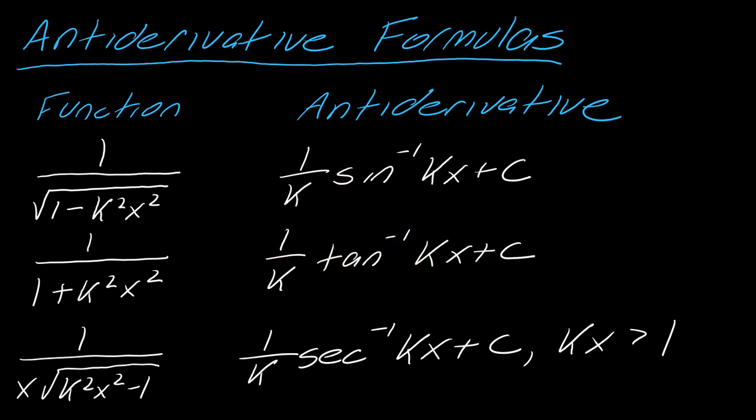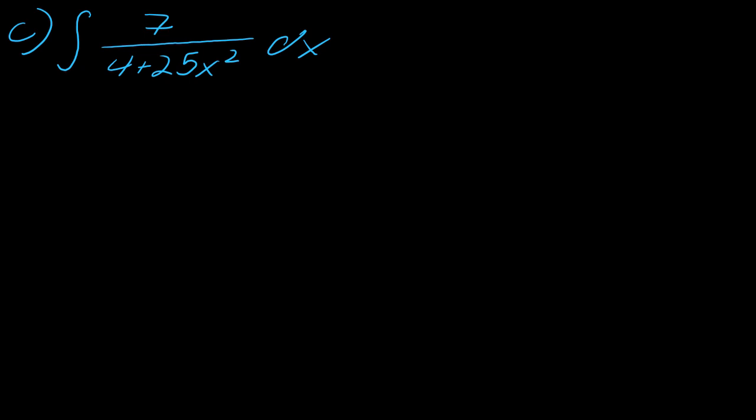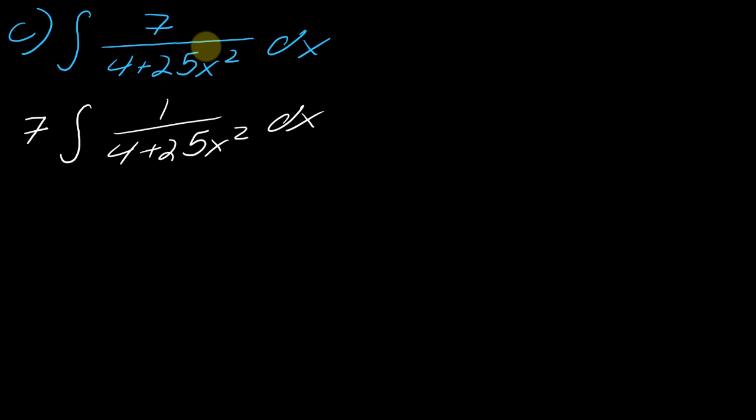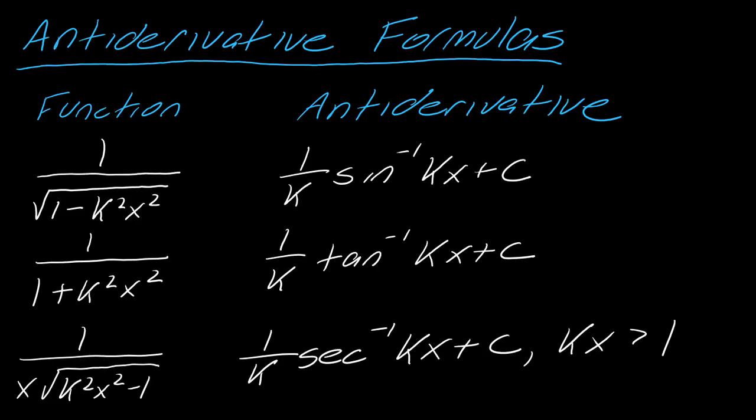Sometimes you can manipulate certain integrals to force them into a particular format. So to get rid of some of the noise here, take out the 7, and so here I am. Now I look at this and I'm like, okay, but this is 4 plus 25x squared, and the problem is that this needs to be a 1, and then as long as this is squared, I'm good.